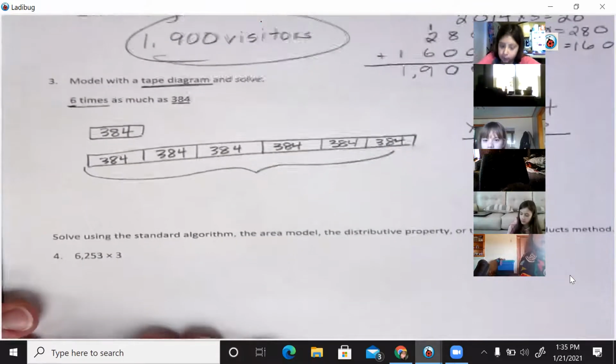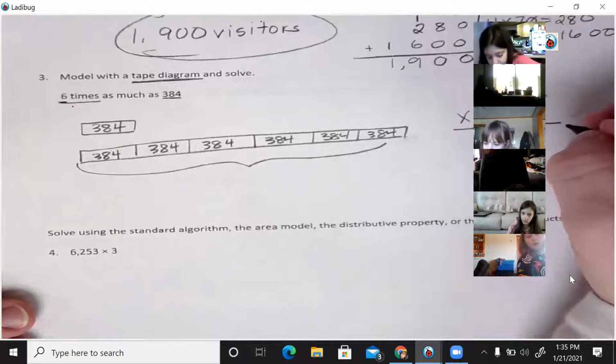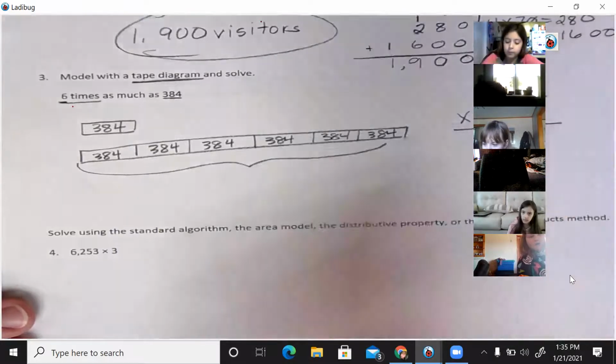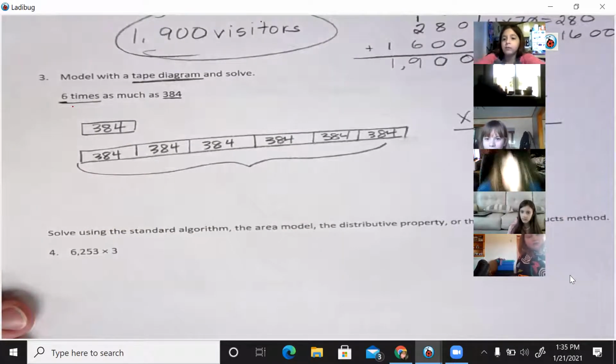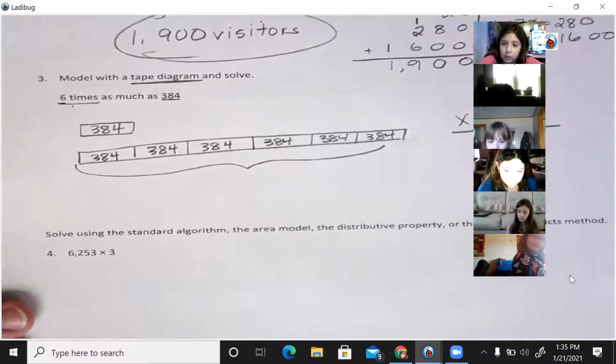Partial product. Wait, okay. I mean, the standard. The old-fashioned way. Okay, yep, the traditional, sure. Yep. Zoe, you following along? You still writing everything down? Okay. All right, Nina, tell me how to solve this using the standard method, old-fashioned.